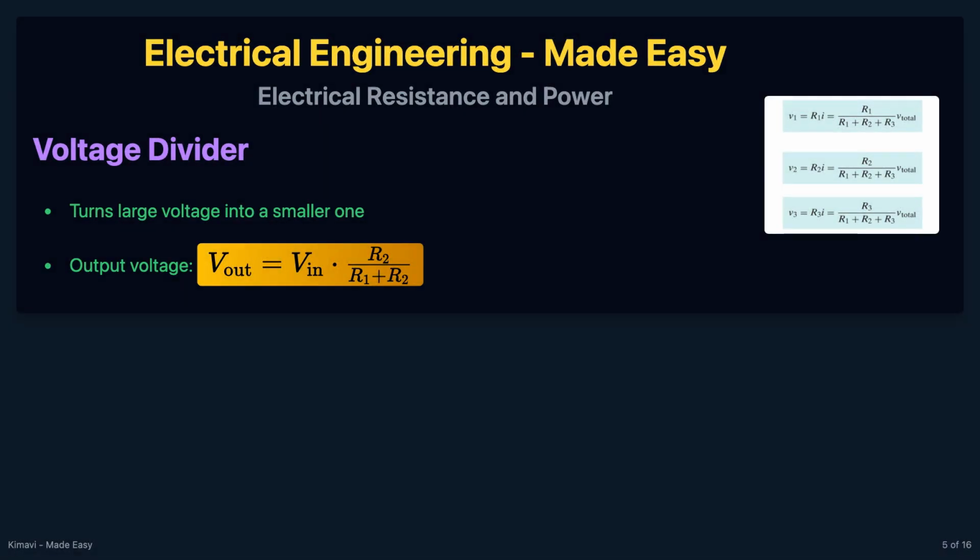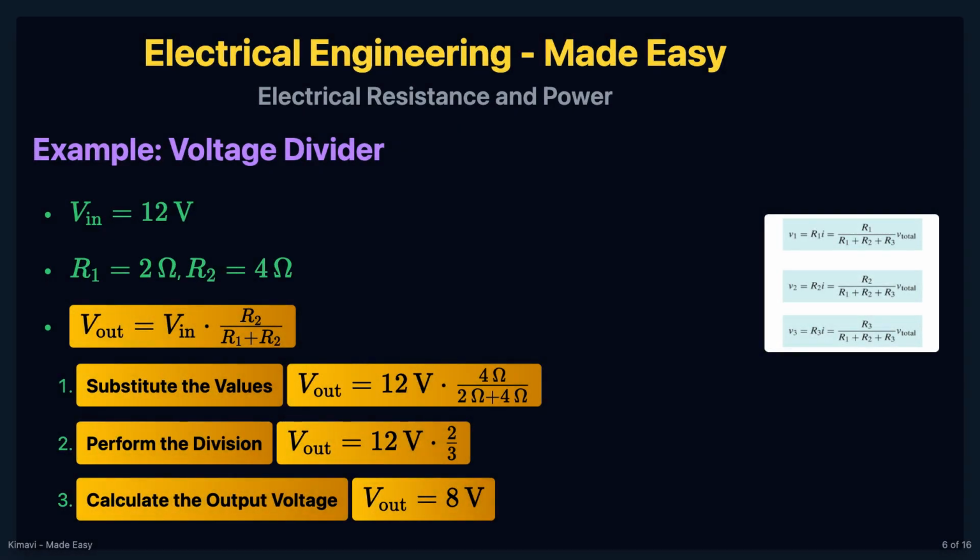A voltage divider is a simple circuit that turns a large voltage into a smaller one using two series resistors. The output voltage is given by the formula V out equals V in times the ratio of R2 to the sum of R1 and R2.